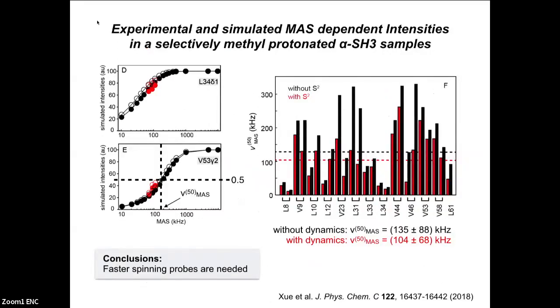And we define a value, nu 50. This is the rotation frequency, the MAS rotation frequency that is necessary to achieve 50% of the maximum possible signal to noise. And what you see is that across the sequence, for some methyl groups, a rotation frequency of 20 kilohertz is sufficient in this deuterated system to achieve 50% of the maximum possible sensitivity. But for other methyl groups, maybe 300 kilohertz is necessary to achieve this. So the conclusion for us is that we still need faster spinning probes, where we have a perdeuterated system. So we think that actually rotation frequency should be fast enough, but still it's not sufficient.